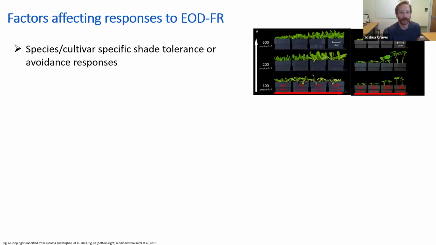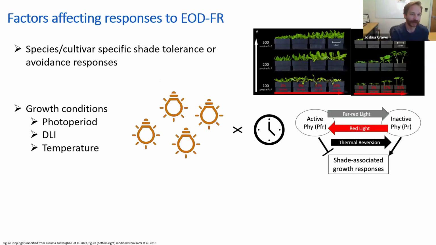Hi, everyone. So yeah, as Josh said, we had a lot of questions raised throughout our previous work, and a lot of it did boil down to what is affecting these responses to end-of-day far red treatment? Because species and cultivar-specific responses are kind of all over the map, but what's also been contributing to that is how plants are grown in different experiments. A lot of times they have different photoperiod lengths, they have different DLIs, they have different temperatures, and because all of these factors affect responses to far red radiation, it's really hard to pull out a general response that we can use to maybe make recommendations to growers who might want to implement this technology.